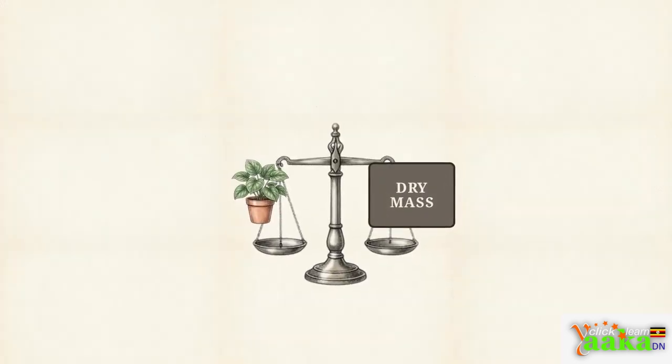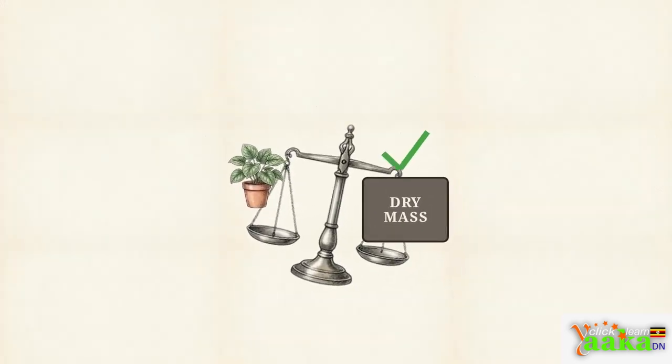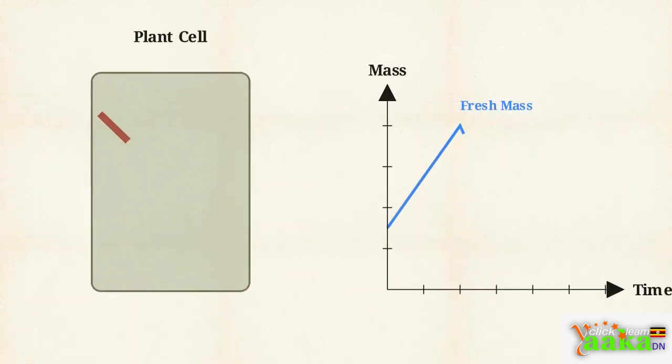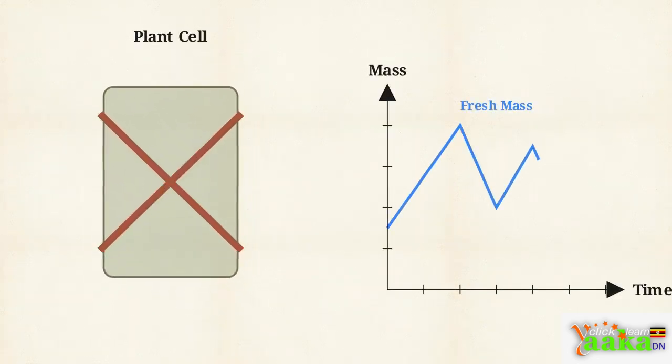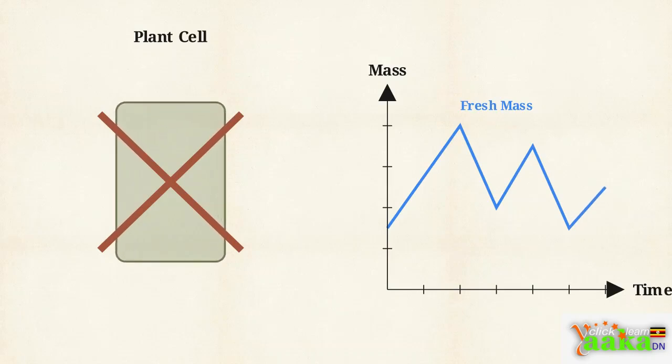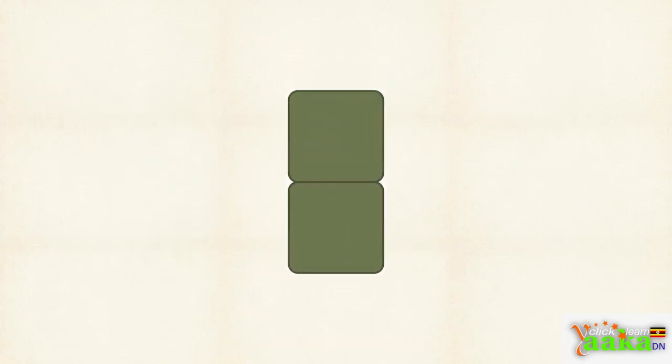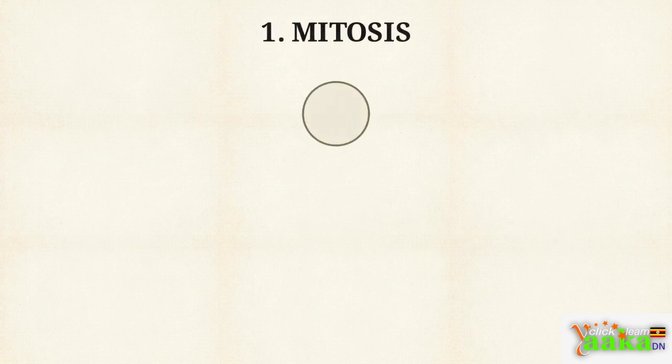Biologically, growth is defined strictly as an irreversible increase in dry mass. A plant taking up water and physically swelling is not true growth, because that water content fluctuates daily. Real growth requires the permanent addition of biological tissue. This sequence shows the three-step microscopic engine that drives mass increase.